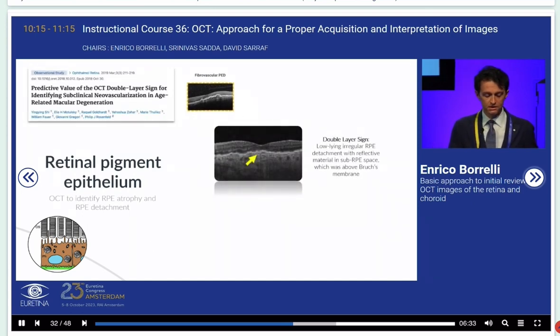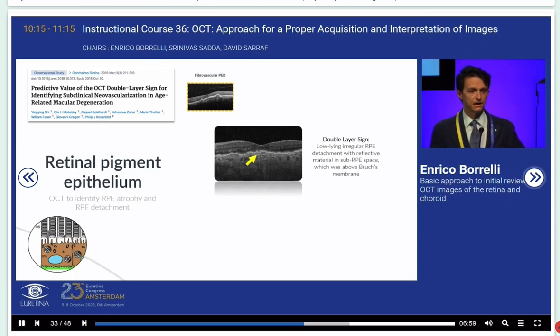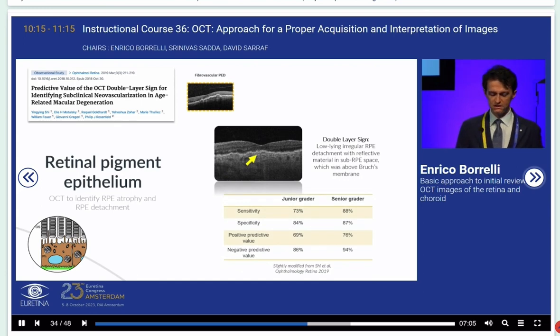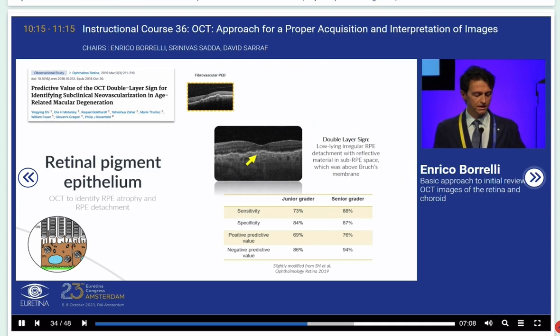So when we suspect a fibrovascular PED, we may appreciate the presence of a double layer sign, a thick double layer sign. A thick double layer sign is characterized by the presence of some hyperreflective material between Bruch's membrane and the RPE. This must not be confused with the thin double layer sign, which is usually associated with the presence of basal laminar deposits. So in the presence of a thick double layer sign, this is a good sign on structural OCT. There is a good sensitivity and specificity, and it is usually associated with a type 1 macular neovascularization.